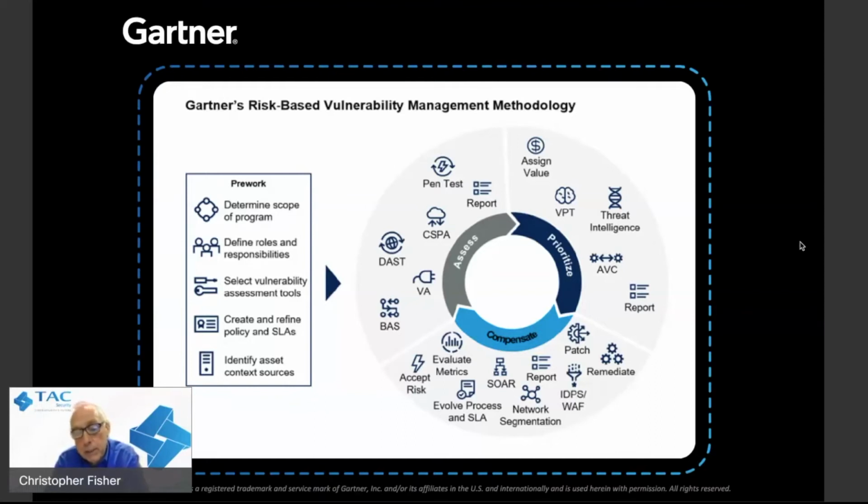And then finally, in what they're calling the compensation or management phase, you're deciding based on the risk data what to patch, what to remediate, or what to accept. There may be vulnerabilities out there that are just not worth dealing with. And then there's a variety of tools and solutions that you can use to help introduce those compensating controls to make sure that you're addressing the highest risk vulnerabilities.